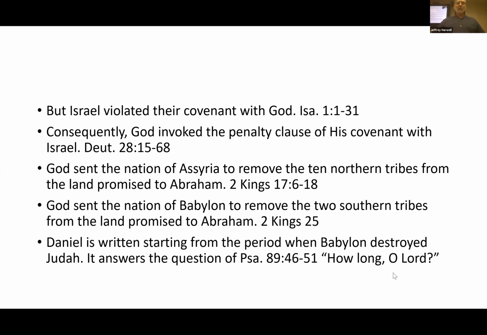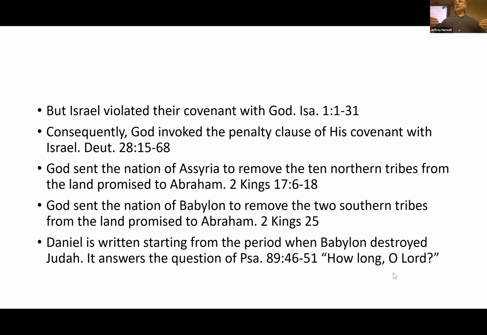So in 2 Kings, God sends the nation of Assyria to remove the 10 northern tribes from the land promised to Abraham because of their disobedience and their going after foreign gods, specifically Baal. And then in 2 Kings 25, the last chapter of 2 Kings, God sends the nation of Babylon to remove the remaining 2 southern tribes from the land promised to Abraham and to take them into captivity in Babylon. So Daniel is written starting from the period when Babylon destroyed Judah, and it answers the question of Psalm 89, how long, O Lord? Do you see the conflict here?